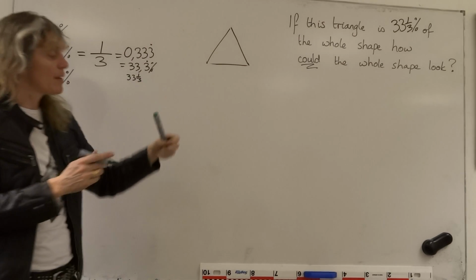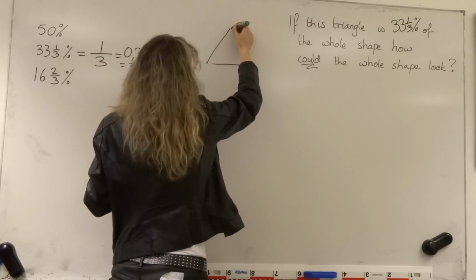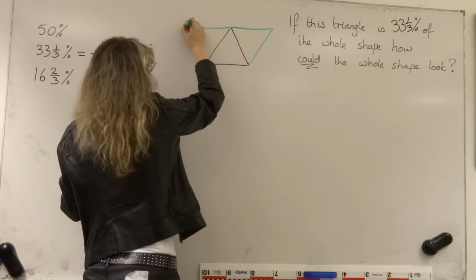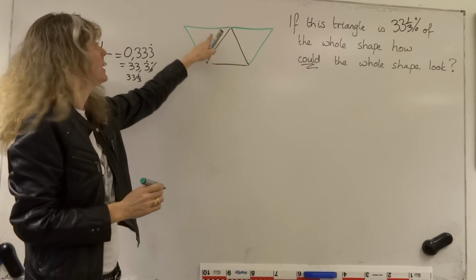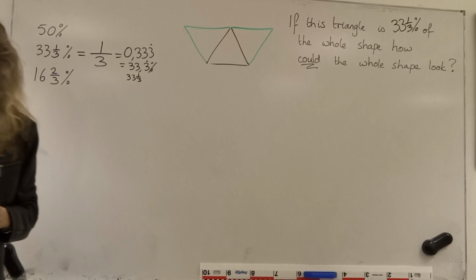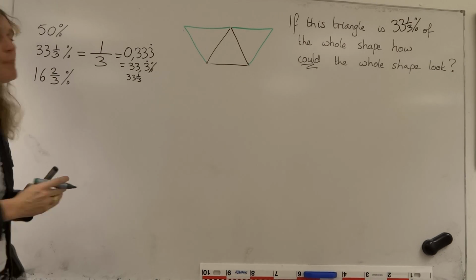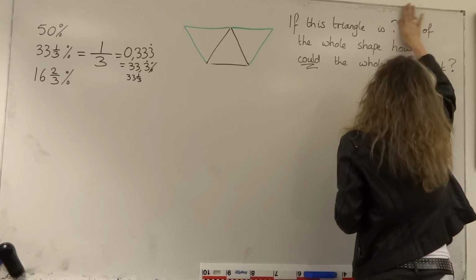So if this shape is now 1/3 of the whole shape, how could the shape look? Well, we could draw a triangle like that and a triangle like that. And now this triangle is 1/3 of our whole shape. Do you get it? Yeah? But then they make it a bit more complicated, because then they say, right, that was too easy.